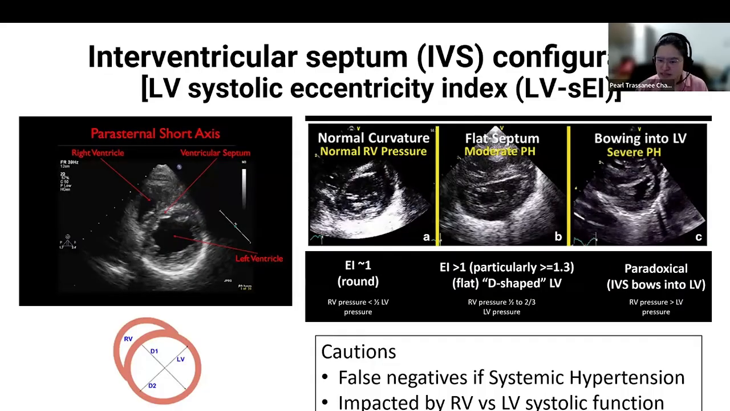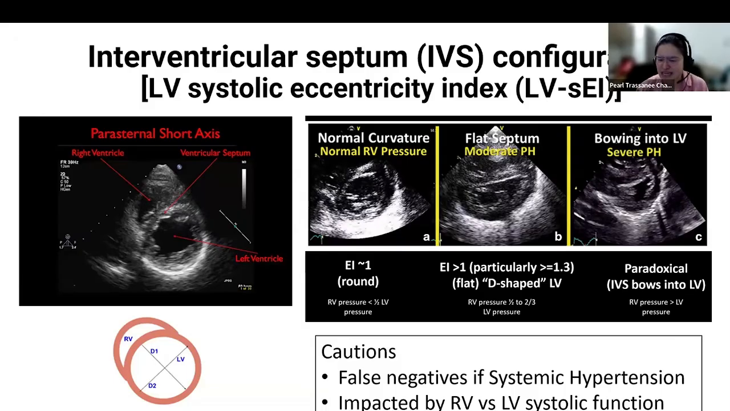The second parameter is the left ventricular systolic eccentricity index. This is an objective measurement of interventricular septal configuration obtained from the parasternal short axis view. Normally, the left ventricle appears circular during systole. As right ventricular pressure rises, the interventricular septum flattens and may even bow towards the left ventricle, causing the left ventricle to become more D-shaped.